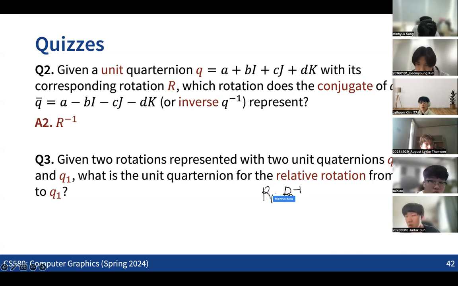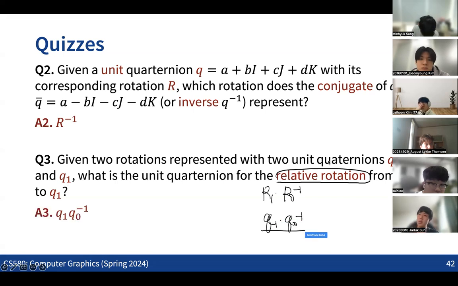So from all those properties, we can say that the relative rotation can also be represented in quaternion form as Q0 inverse times Q1. This is clear, right? The inverse of the quaternion corresponds to the inverse of the rotation, and the multiplication of the quaternions corresponds to the multiplication of the 3D rotation matrices, right?